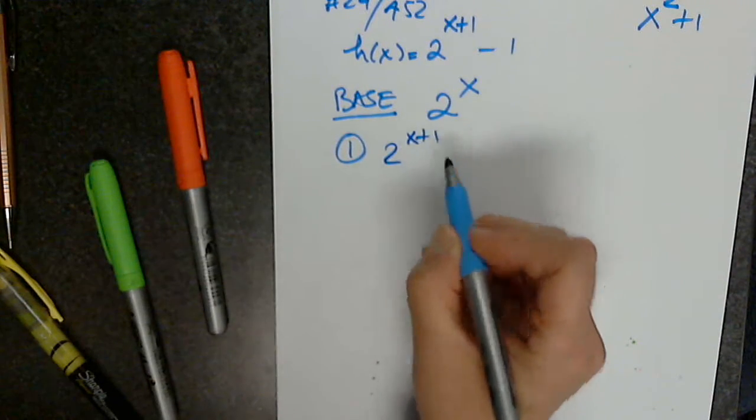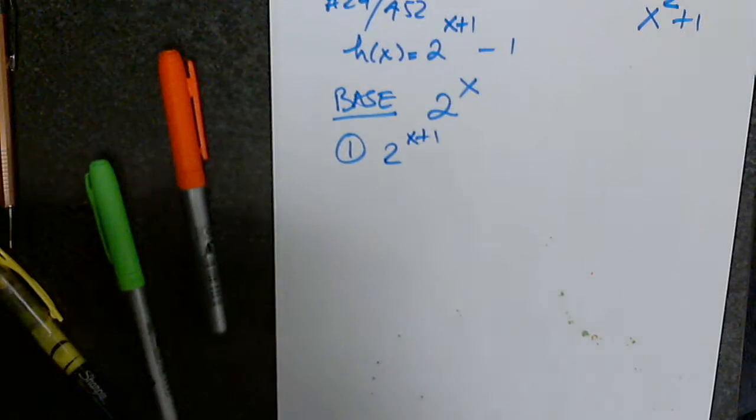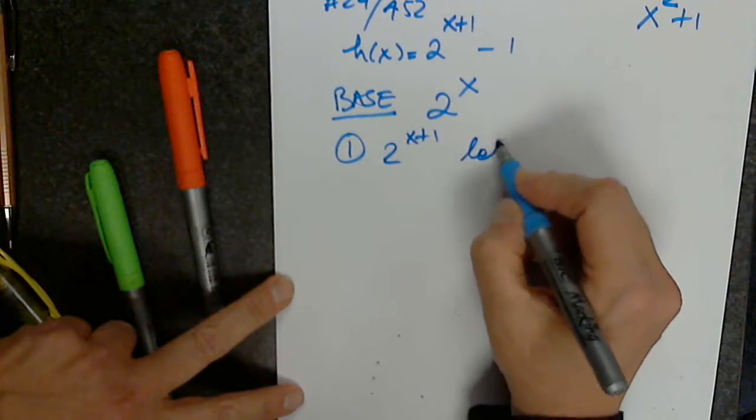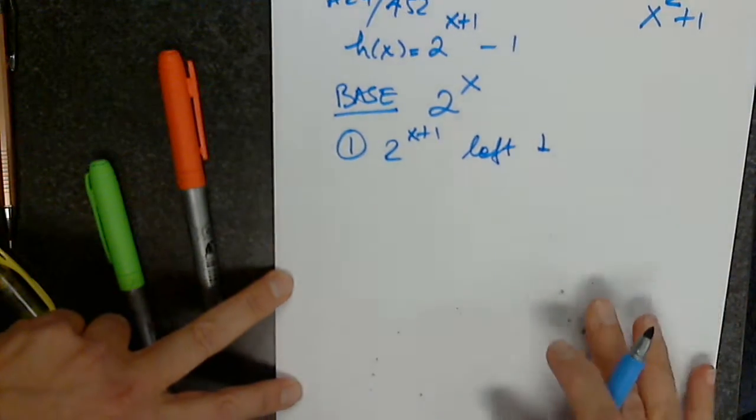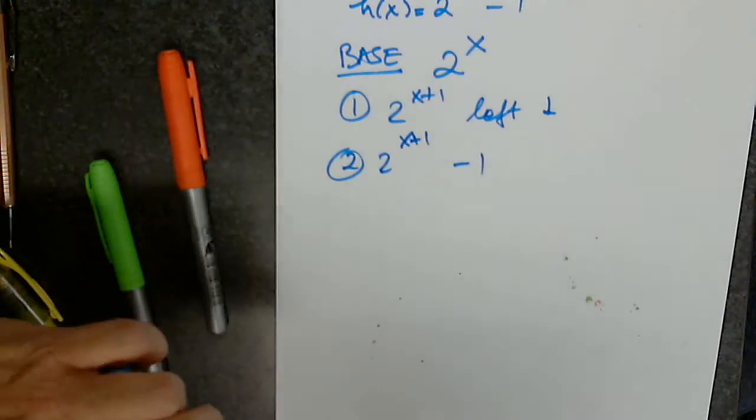Very good. 2 to x plus 1. When I change x into x plus 1, what happens to this function? Moves to the left 1. Very good. It's a left shift of 1. Perfect. Now number 2. 2 to x plus 1 minus 1.